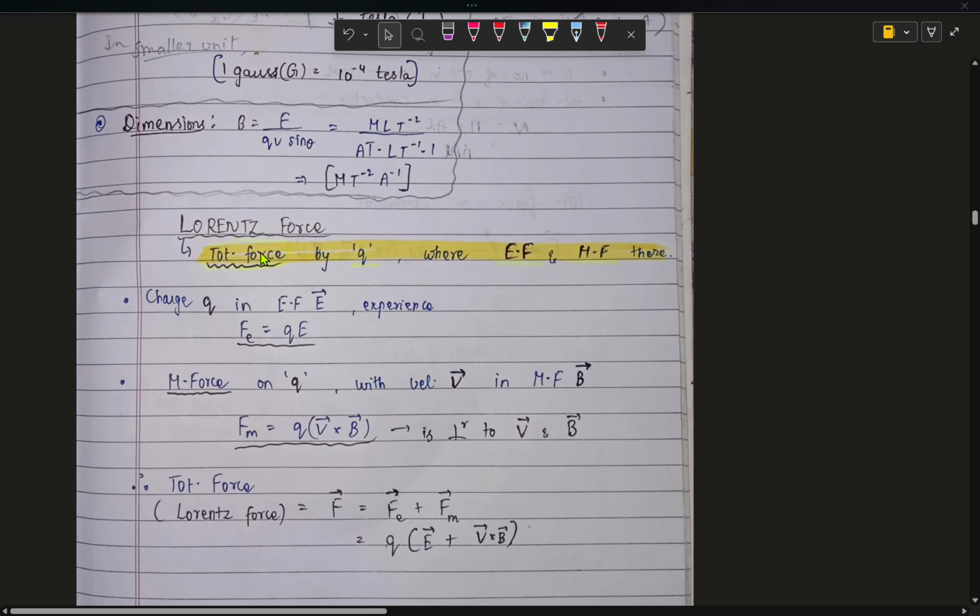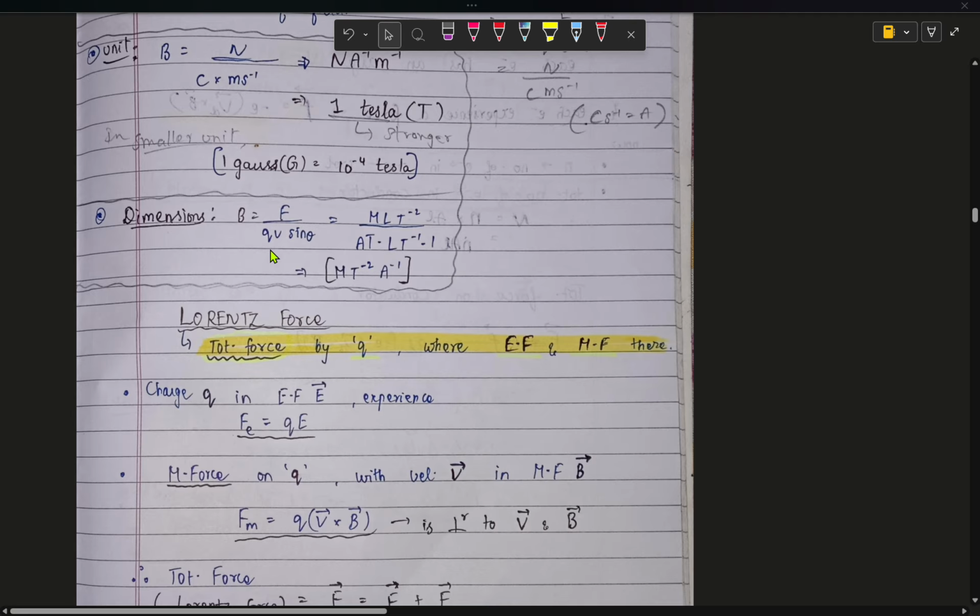So what does Lorentz force mean? With that we have seen the magnetic Lorentz force. Now the general term Lorentz force means what? If anyone asks you what the Lorentz force is, that's nothing but the total force acting on a charge where the electric field is also present as well as the magnetic field. That's the total force, nothing but the Lorentz force.